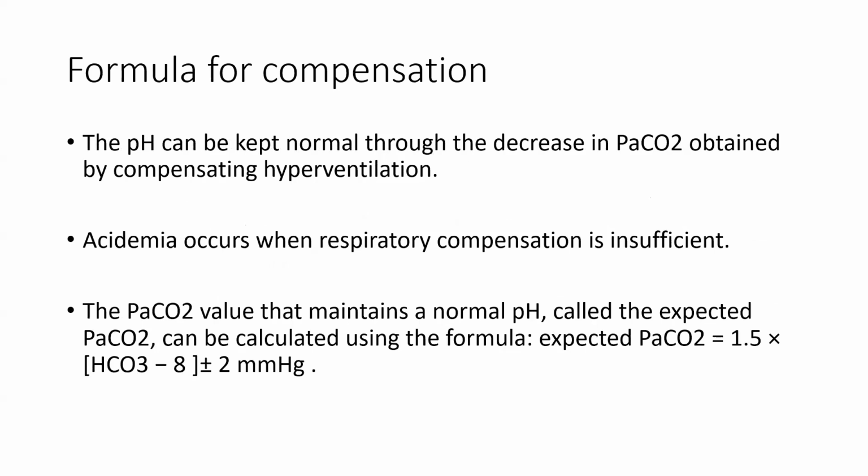Now the formula for compensation. Blood pH can be kept normal through a decrease in PaCO2 obtained by compensatory hyperventilation. Acidemia occurs when respiratory compensation is insufficient. The PaCO2 value that maintains normal pH is called the expected PaCO2 and can be calculated using the formula: expected PaCO2 = 1.5 × bicarbonate + 8 ± 2.